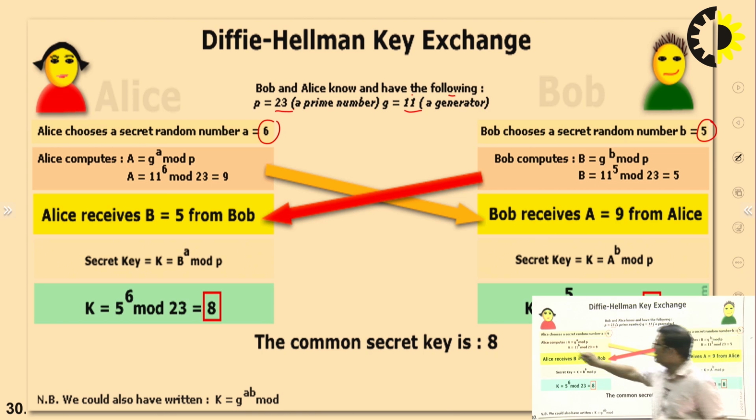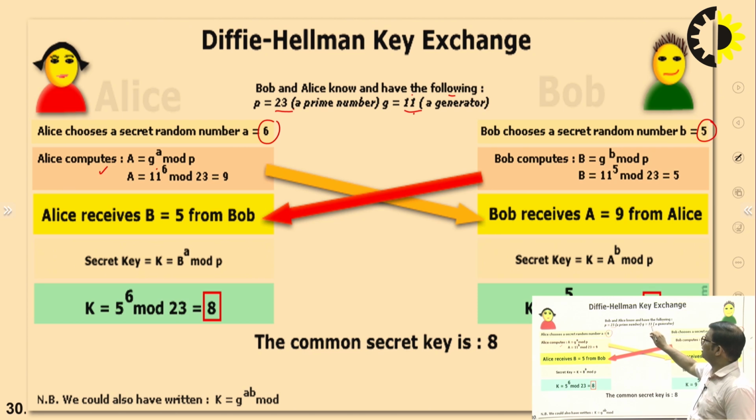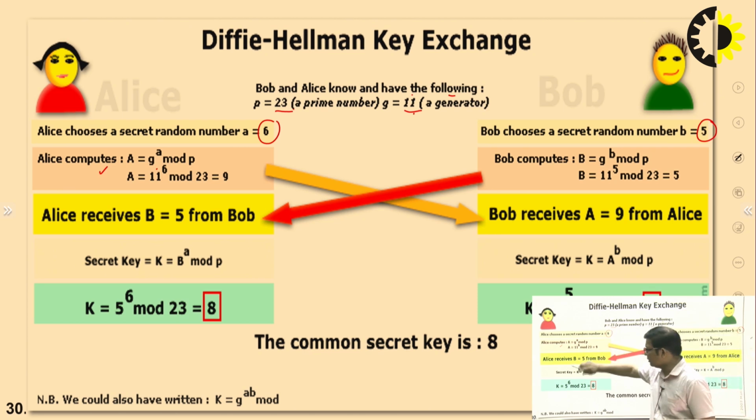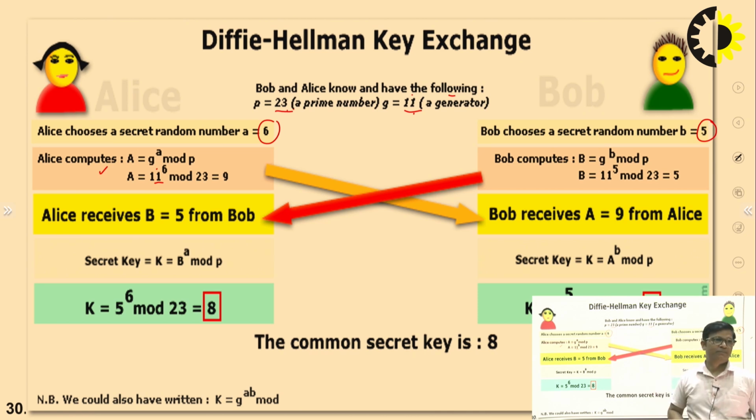Now Alice computes G to the power A mod P. What is the value of G to the power A? The 11 is generated by Alice, so Alice computes 11 to the power 6, using her secret number, mod 23. After calculating this, she finds 9.